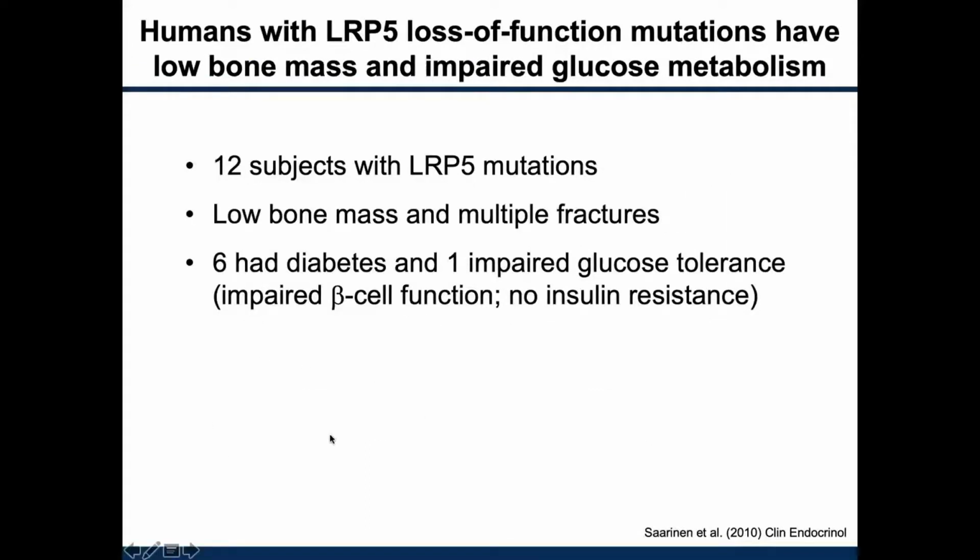And in fact, there was a study from a Finnish group, where they looked at humans with LRP5 loss of function mutations. And here they had 12 subjects with these loss of function mutations, and they of course had very low bone mass and multiple fractures. And at the same time, it turned out that 6 of them had diabetes and 1 additional person had glucose intolerance. So they then looked into this further a little bit and did more sophisticated tests, and in the end found that many of these patients had impaired beta cell function, although insulin resistance was not detected.